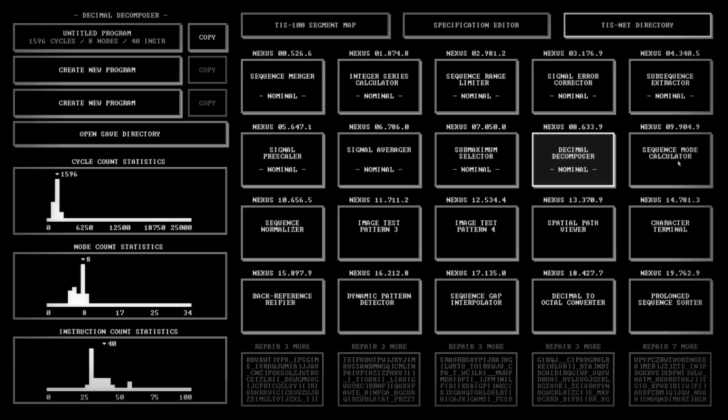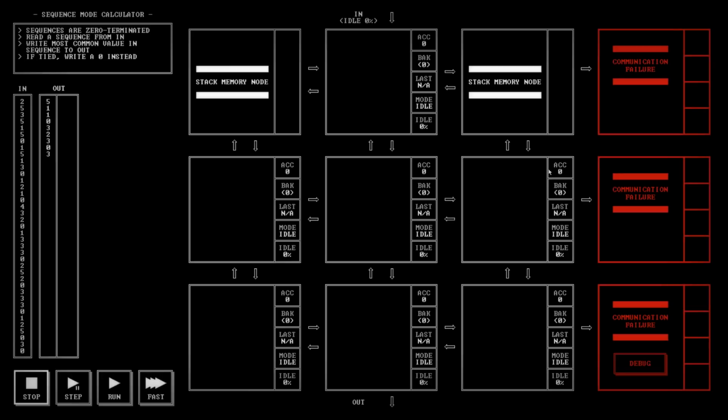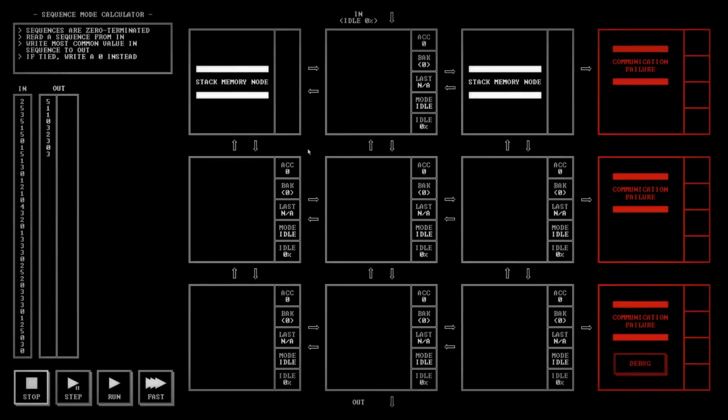I'll take it. Okay. Sequence mode calculator. Let's see what this is about. No promises I'll get this done today. I'm going to give myself an out since I did solve one puzzle. If this is going to take forever, then I'm going to save it for another time. So, no nodes there. Hello? Hello? Carol? Randy! What? This is Randy. Check it out. We're talking to Randy now. Okay, cool. That's neat. George P, not George W. Right. George W's solution will get analyzed another time.